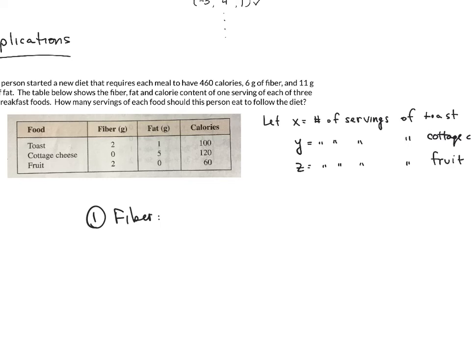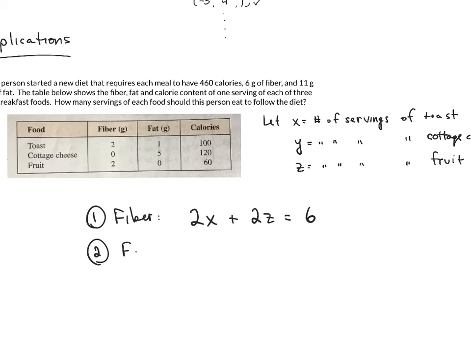Toast, which is x, has 2 grams of fiber. Cottage cheese has 0, so you could put 0y, but you don't need to because 0 times anything is 0. And then fruit has 2 grams of fiber, and according to this person's diet, they need to have 6 grams of fiber total. So this is going to equal 6.